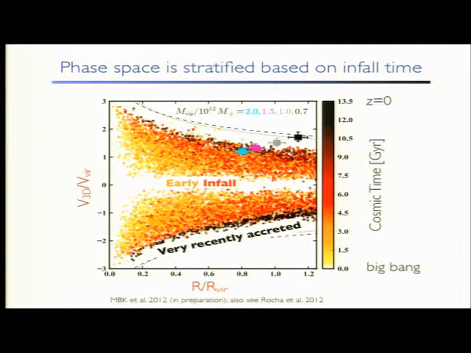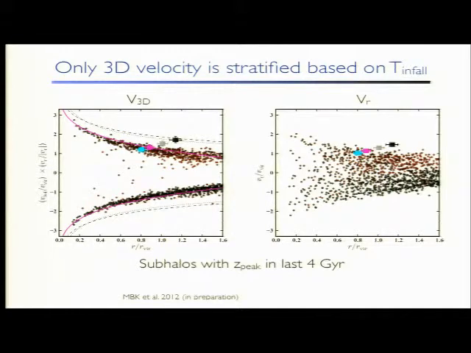And if you look at where LEO 1 sits on this for various different halo masses, you can see that it's fairly consistent with this recent infall for our sort of preferred-ish value of 1.5 times 10 to the 12, which is also very consistent with its star formation history. It seems to have a burst of star formation around 2 gigayears ago, probably corresponding to a pericentric pass around the Milky Way.